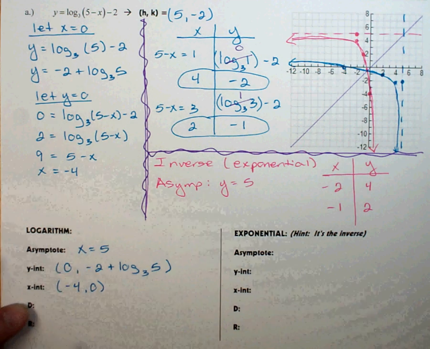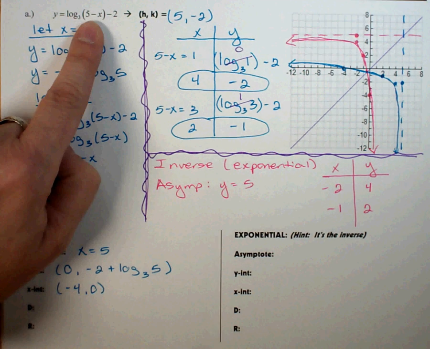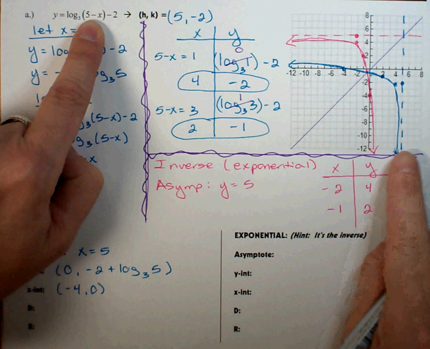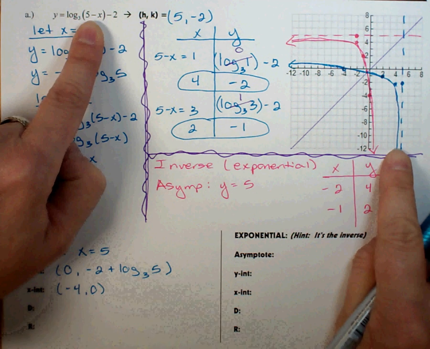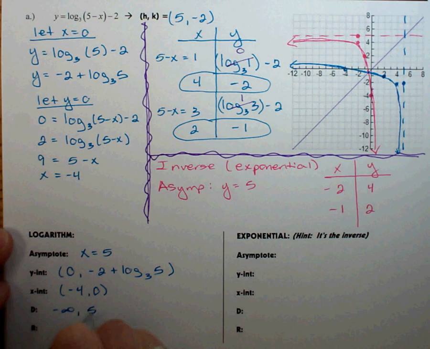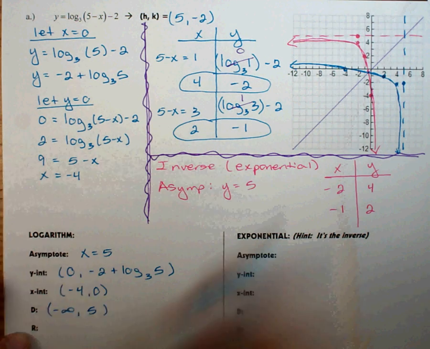My domain for a logarithm always is going to have a restriction, and I can see it algebraically from up above using this argument of 5 minus x. Graphically, I can see that it's only to the left. So it's -infinity to 5, not inclusive. My range, of course, is all real numbers.